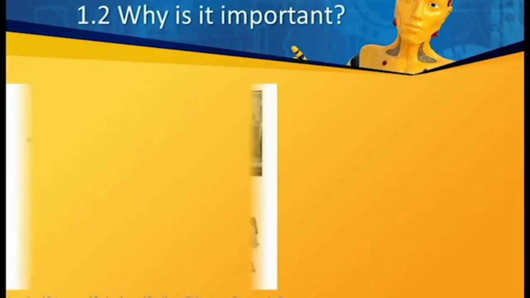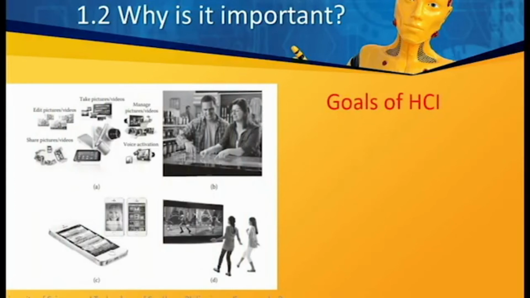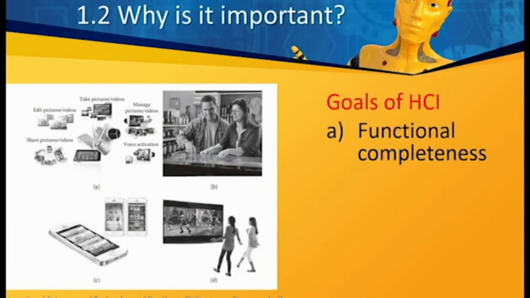So that's it, then we have some goals of HCI. Actually, we have four goals of HCI. One is functional completeness. It has functional completeness, meaning just like in figure A, the camera is the product. To have functional completeness, of course, all the functions should be operational. So meaning it can share, it can edit pictures or videos. So it should have full functional operation.